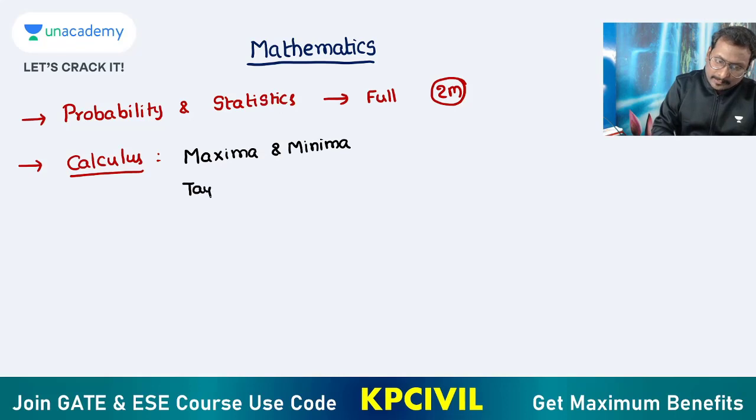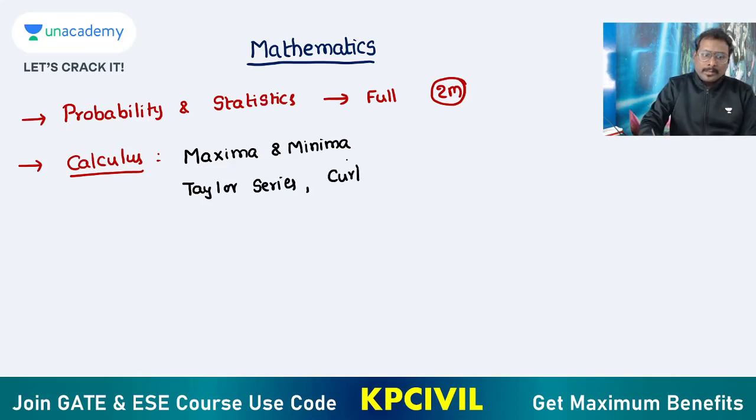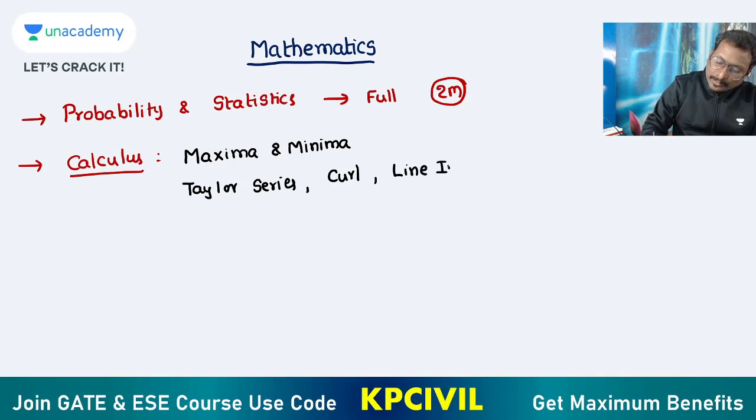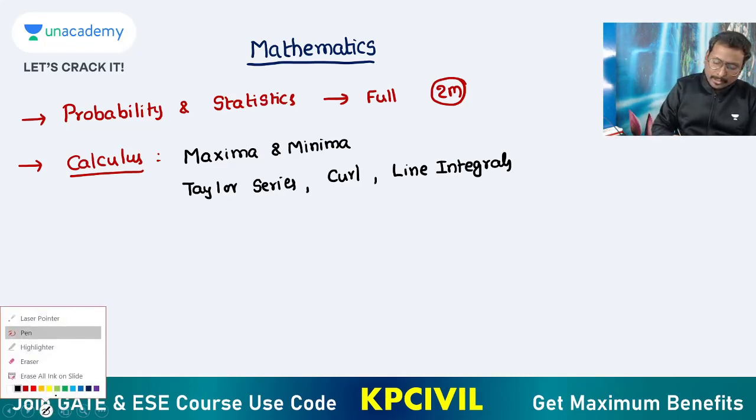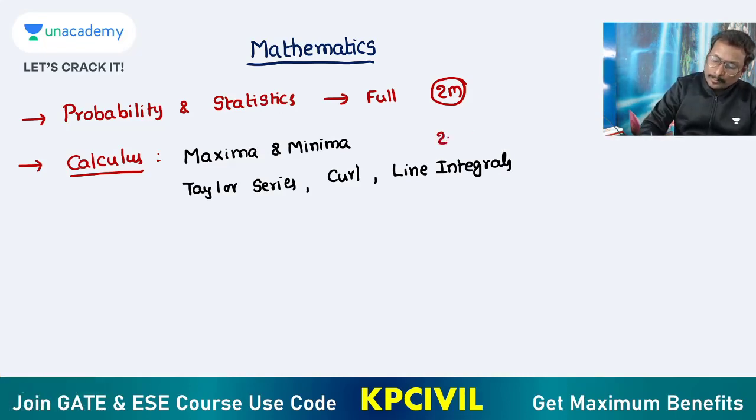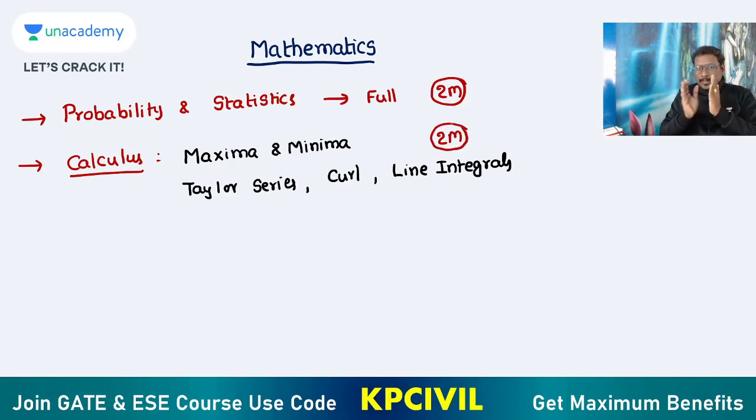Maxima and minima, Taylor series, curl, line integrals. So focus on this, you will get minimum 3 marks. Okay, I am not giving you 3 here, I am giving you 2 marks only. So probability statistics we are expecting 2 marks, calculus from maxima, minima, Taylor series, curl and line integrals, we are expecting 2 marks here.